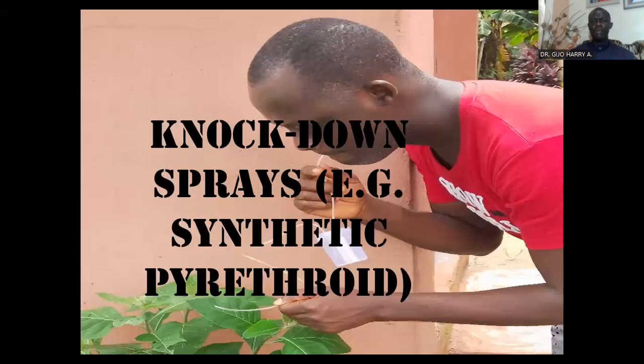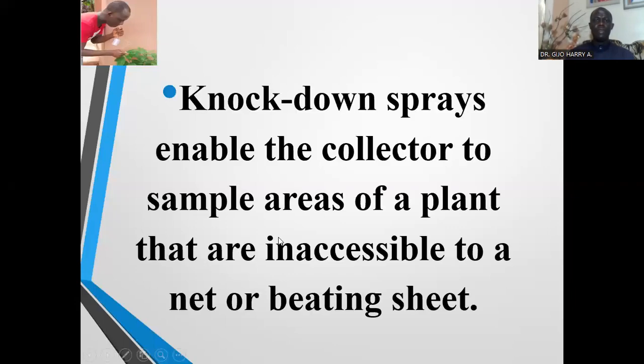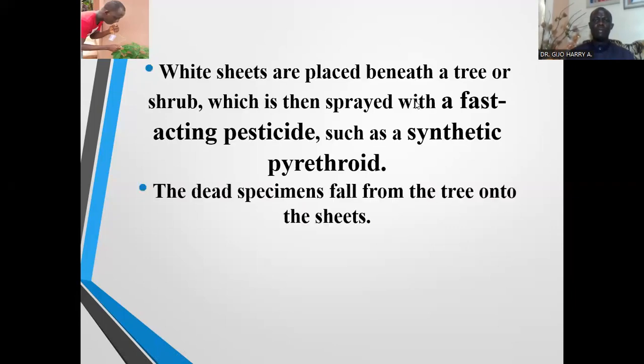Now, the use of knockdown sprays for the collection of insects. A typical example of knockdown sprays that is used is synthetic pyrethroid. Now, how is the knockdown spray being used to collect insects? Knockdown sprays enable the collector to sample areas of a plant that are inaccessible to a net or beating sheet.